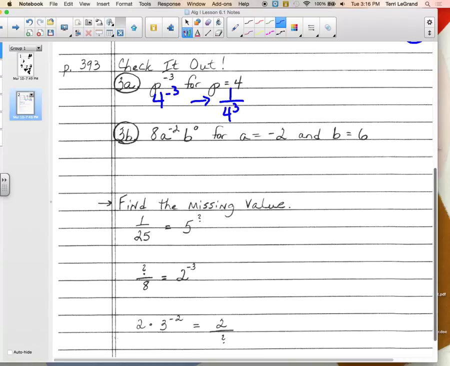You're going to know these powers. They're going to be just rolling off your tongue like nothing. What's 4 to the 3rd power? 64. You'll get there. I know you will. 1/64. That's how we're going to give it.